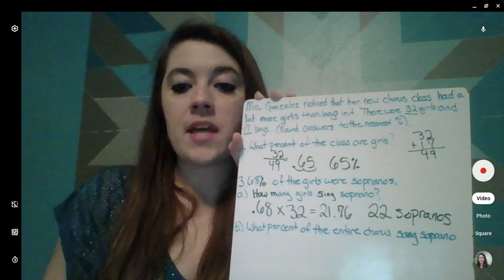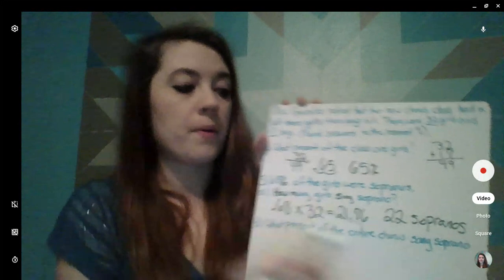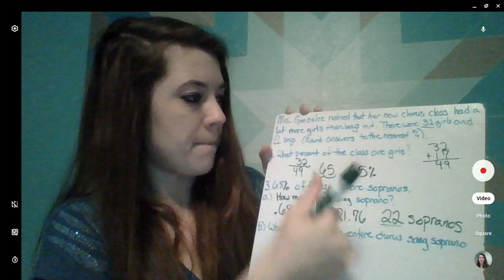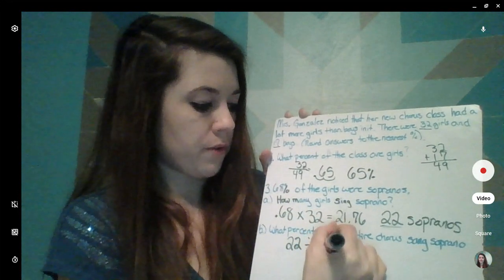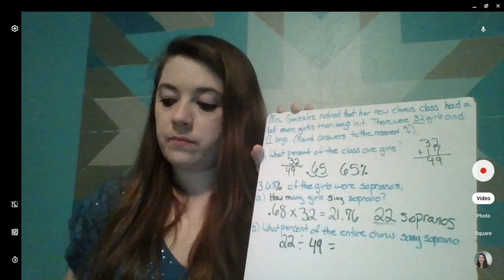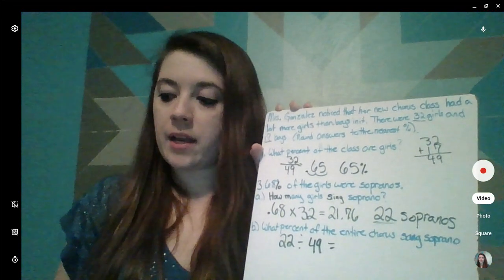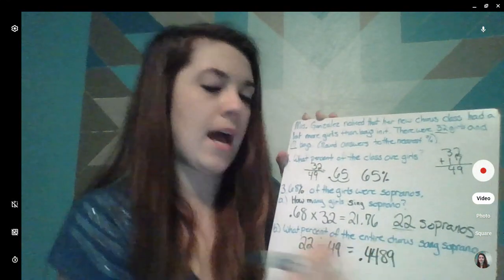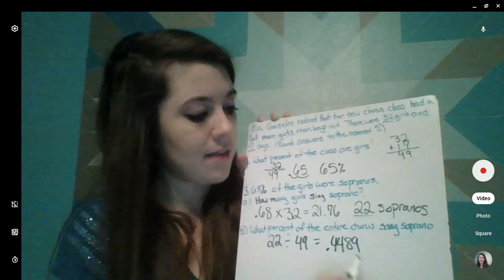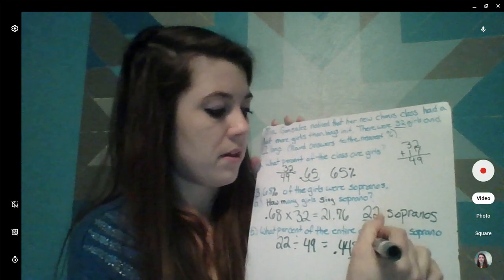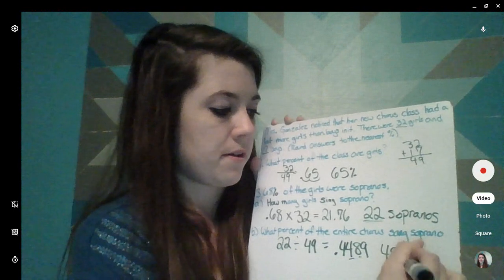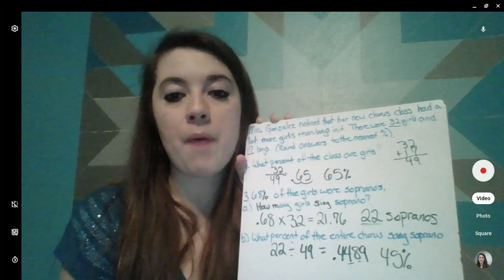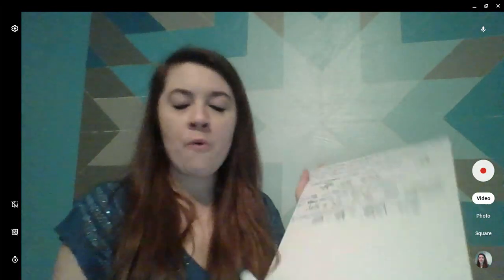Now, for B, what percent of the entire chorus sang soprano? So now we're going to use this 22, and we're going to divide it by our total, 49, and 22 divided by 49 is going to give us 0.4489. So it does keep going on. So in this case, we want to round up. So we're going to have 45% when it comes to rounding it up. Alrighty, so that first section is all about percentages and looking for those percentages.